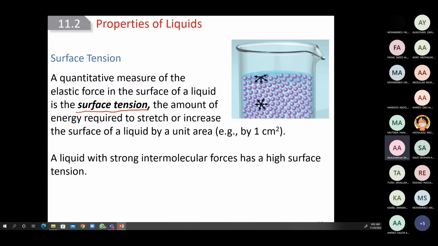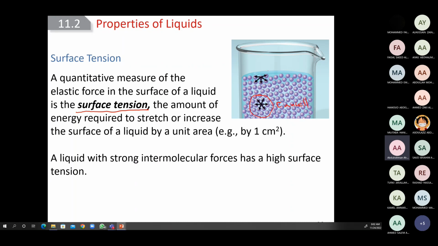Okay, why do we call it surface tension? It happens on the surface of the liquid. But inside the liquid, why is it not happening here? Because of the forces from everywhere, from up, down, right, left. Yes, there are forces from the upper side. They cancel each other, right?